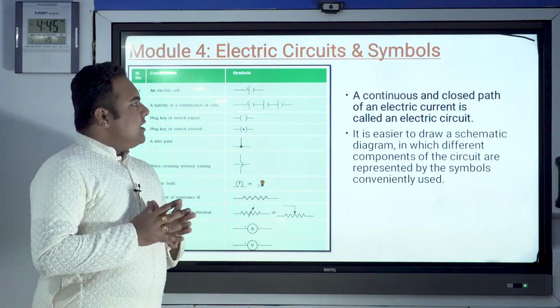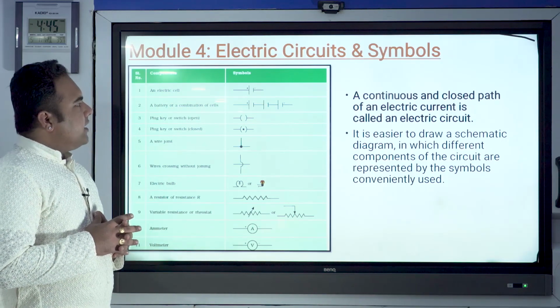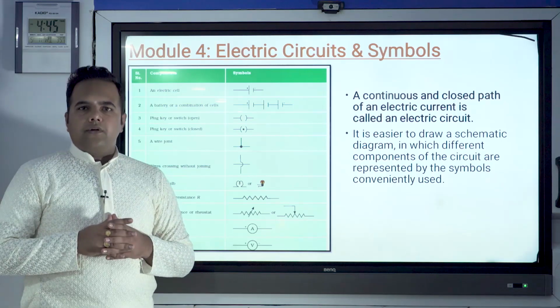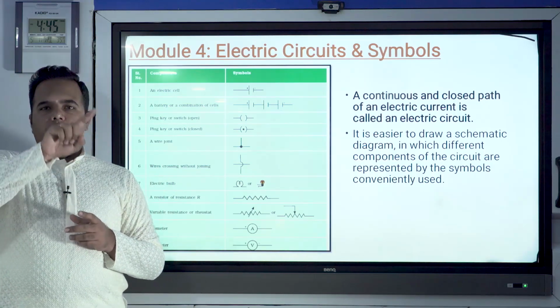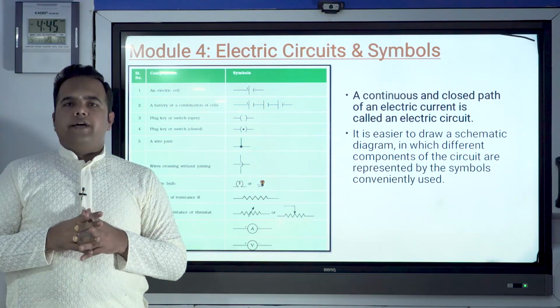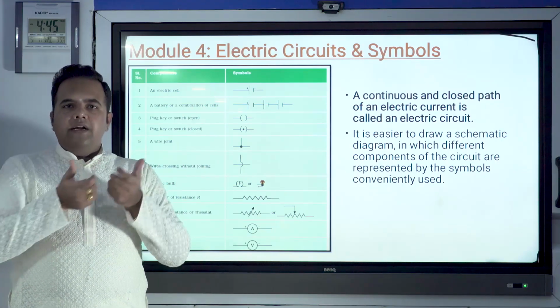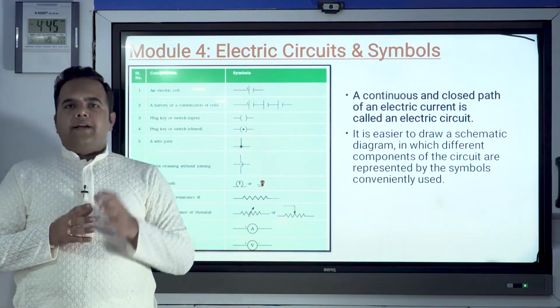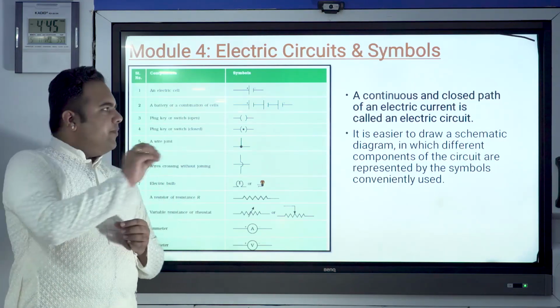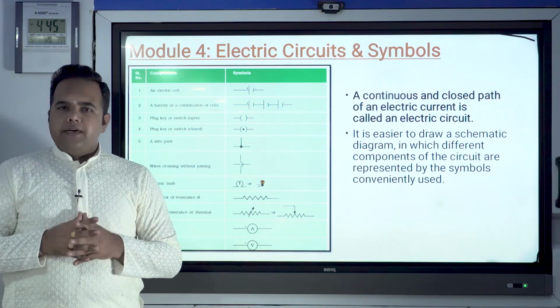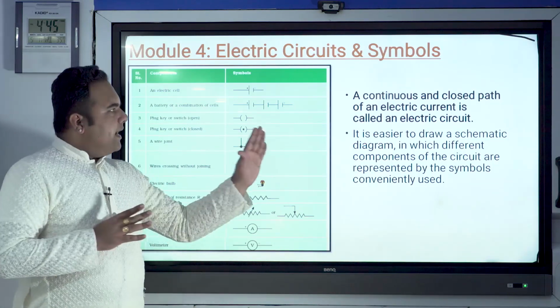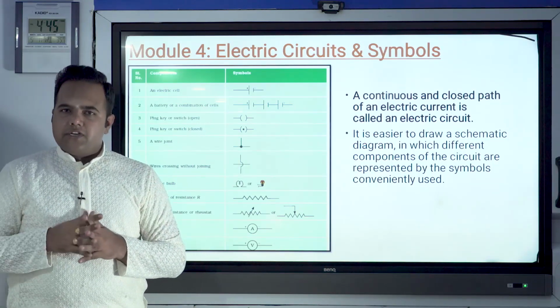A continuous and closed path of an electric current is called an electric circuit, which means if you have a joint of wires, if many wires are joined in such a way that they take energy from the battery and then start distributing to various electrical components that are connected. So the battery is a very early version of this.